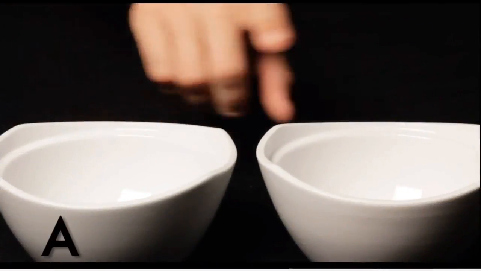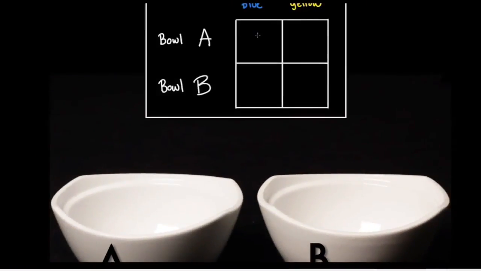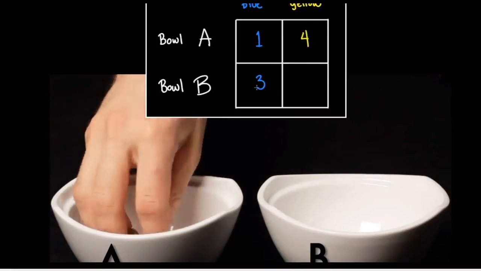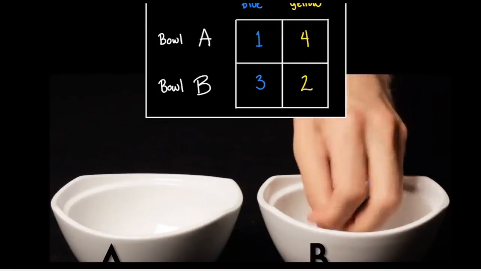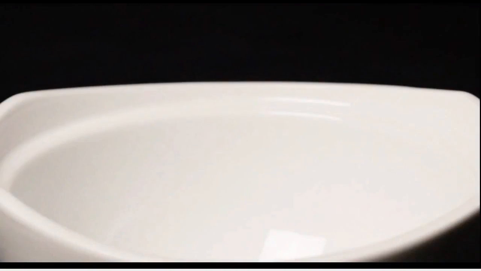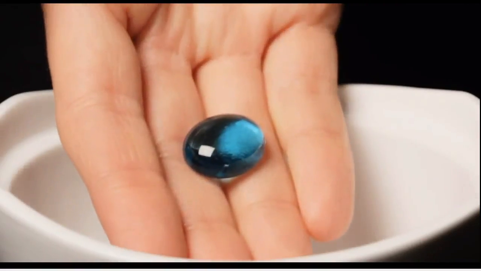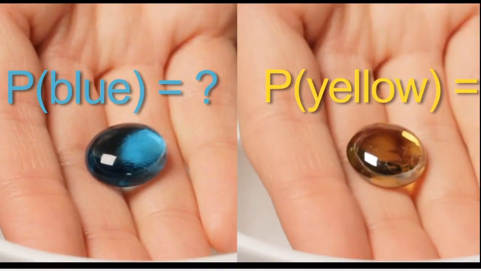Suppose that in front of you are 2 bowls labeled A and B. Each bowl contains 5 marbles. Bowl A has 1 blue and 4 yellow marbles. Bowl B has 3 blue and 2 yellow marbles. Now choose a bowl at random and draw a marble uniformly at random from it. Based on your existing knowledge of probability, how likely is it that you pick a blue marble? How about a yellow marble?